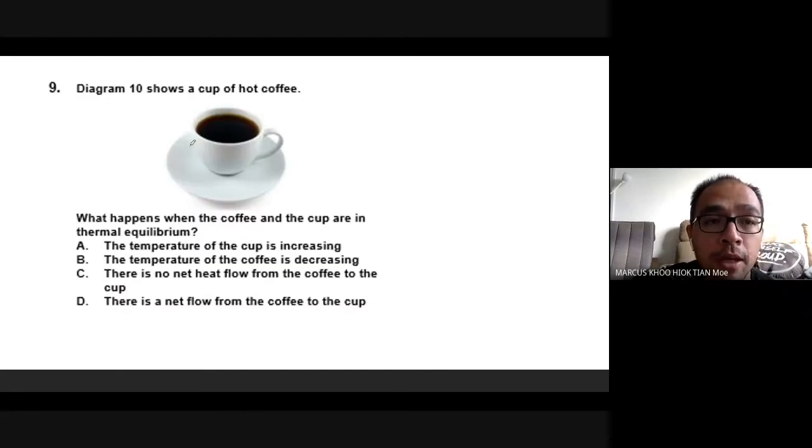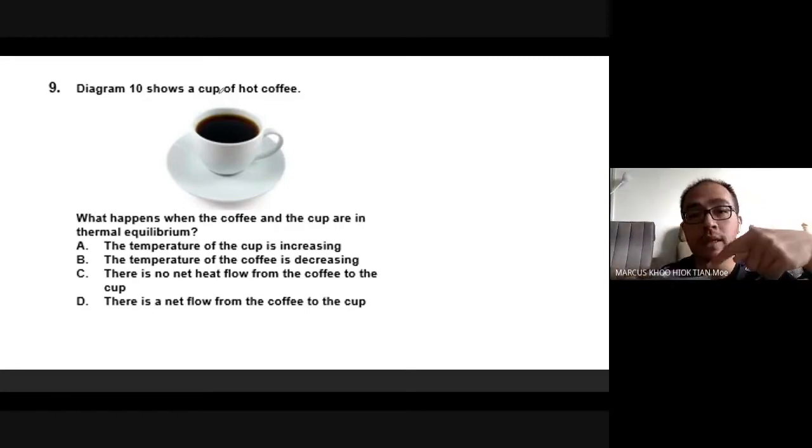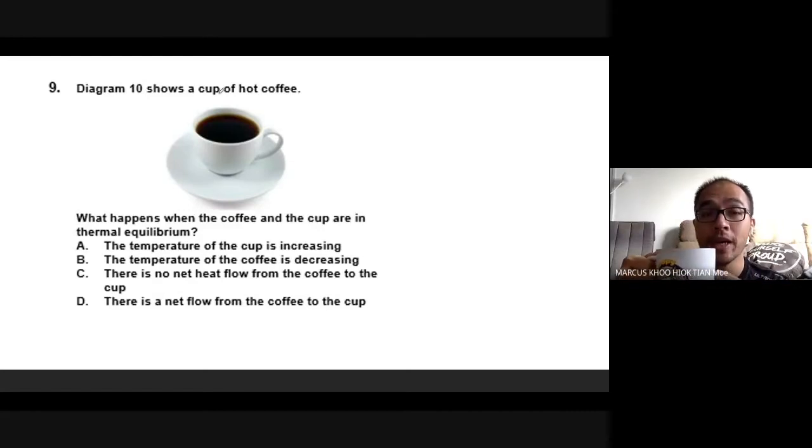All right, good. Number 9. Diagram 10 shows a cup of hot coffee, just like what I'm having now. What happens when the coffee and the cup are in equilibrium? The coffee inside the cup is touching the cup. The coffee is hot. The cup originally is not hot. But when you put your hand on the cup, it becomes very hot. So what happens when the coffee and the cup are in thermal equilibrium? By now, we should be able to answer this.